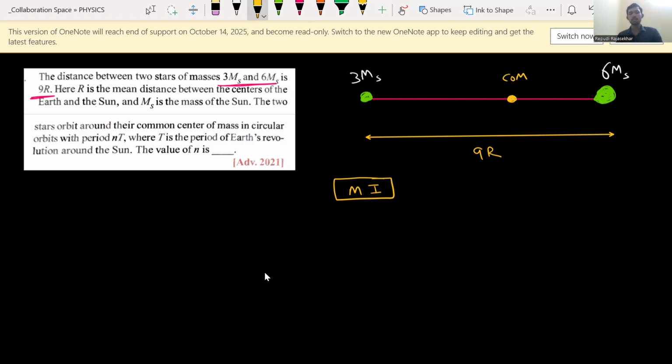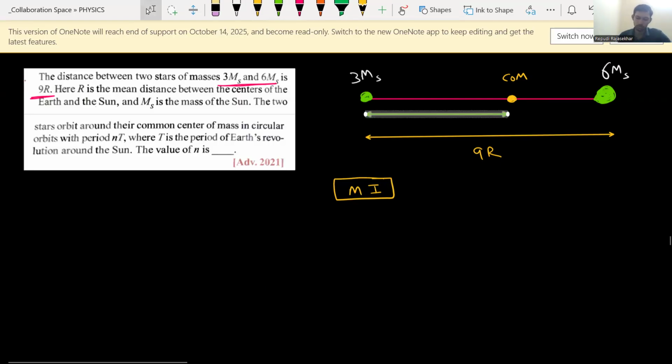Now about this center of mass, both the particles are rotating, means revolving around their own center of mass. So what is the distance here? What is the center of mass distance? From here to here, what is the distance?